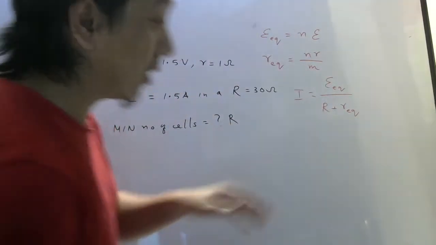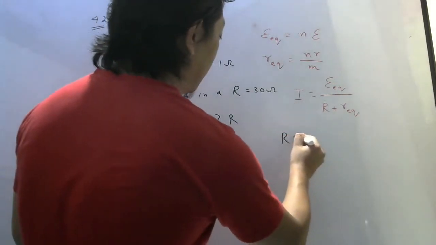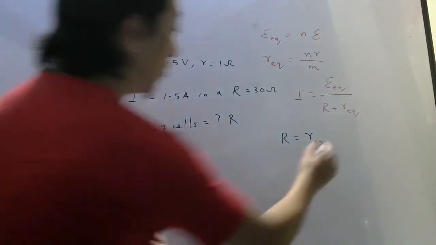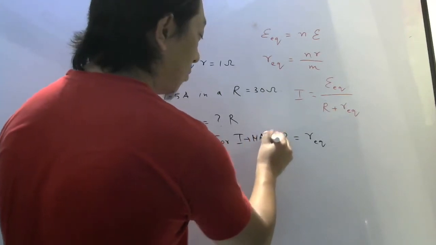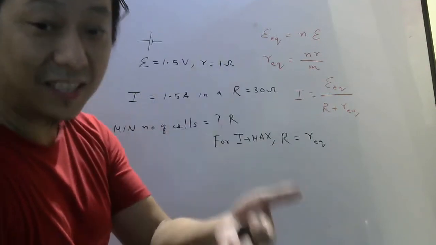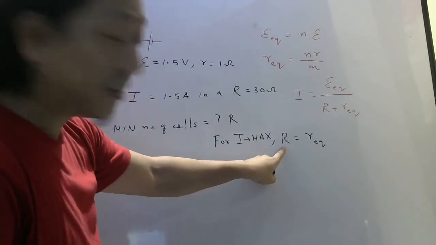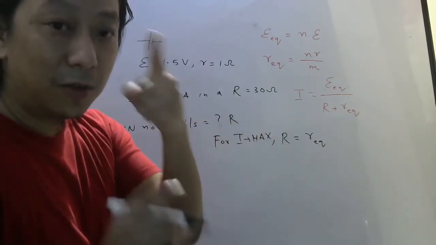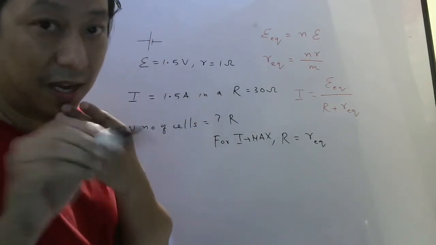Now they want the current to be maximum, which means your R external should be equal to R equivalent. Remember, for current to be maximum, power developed will be maximum. If the power consumed in the external resistance is maximum, then external resistance must always be equal to internal resistance. If there is only one cell and one external resistance, capital R equals small r.